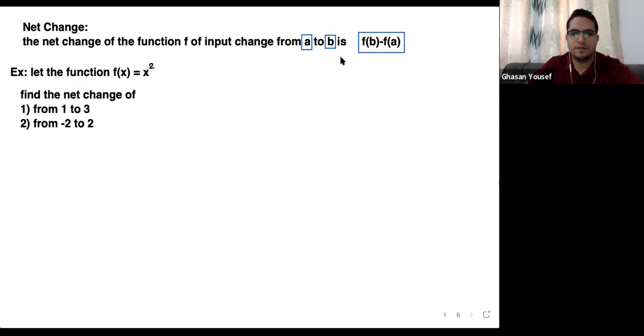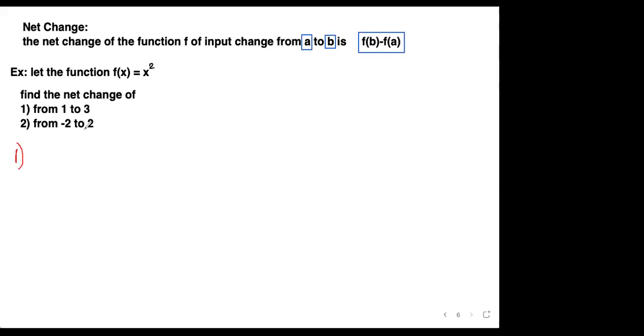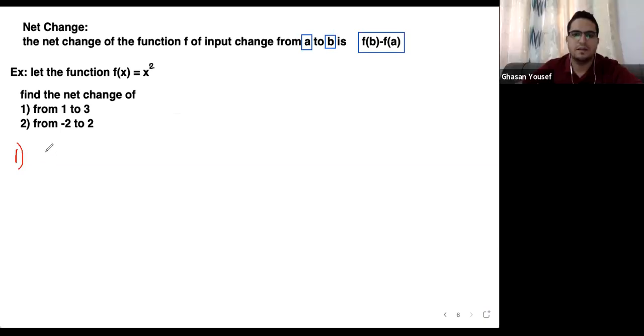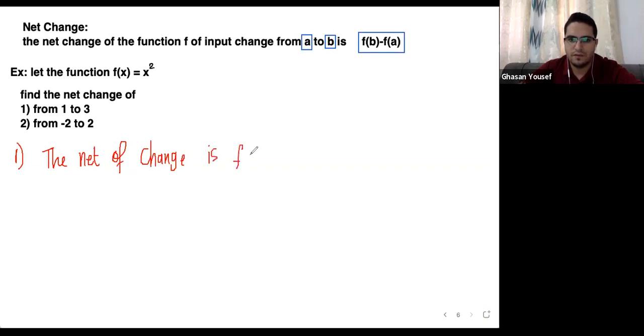Who will do the first one by using the formula here? If it's f of b minus f of a, that means 3 squared minus 1 squared. Exactly. So the net change for the first one is f of 3 minus f of 1. The value for f of 3 is 3 squared, which is 9, minus f of 1, 1 squared is 1. And 9 minus 1 is 8.